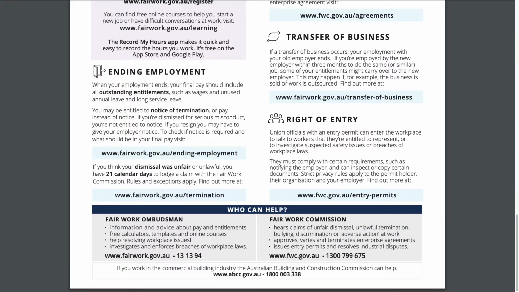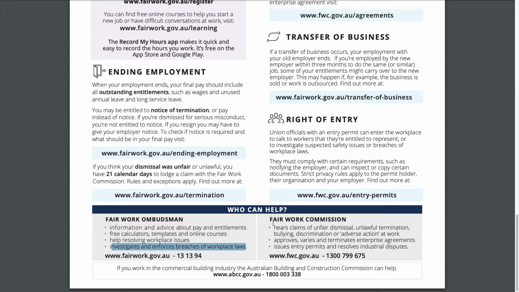Well, the first thing is, over here, the Fair Work Ombudsman. They can help you work out how much you should get paid, calculate how much money you should get paid on a weekly basis, etc. And they also make sure that companies comply with all of the rules.